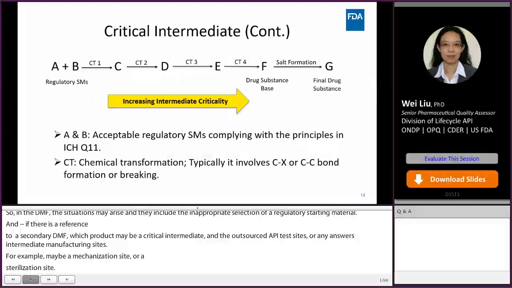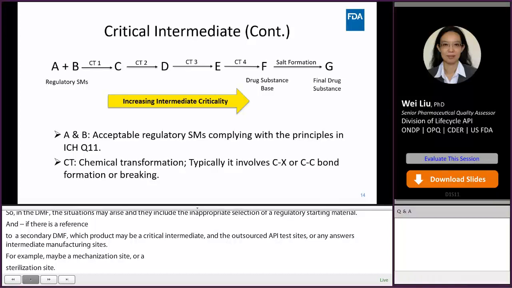This slide shows how to evaluate whether an intermediate is critical or not. Assume we have a manufacturing process like this. It starts from the starting materials A and B. After several steps, it produces the final drug substance G. Here, A and B represent the acceptable regulatory starting materials, which comply with ICH Q11. The CT here means chemical transformation. You may refer to the ICH Q11 glossary for this concept.